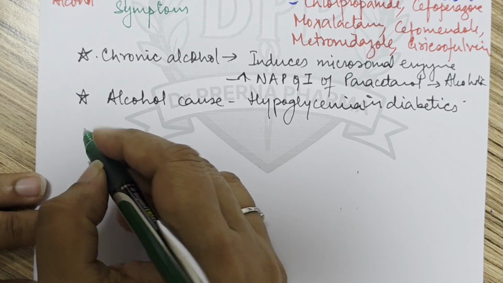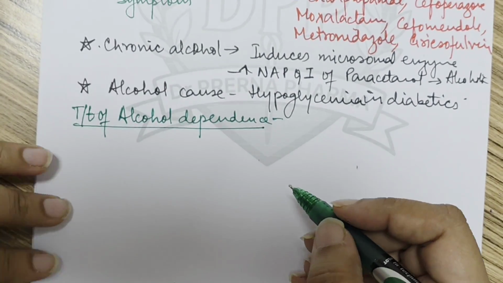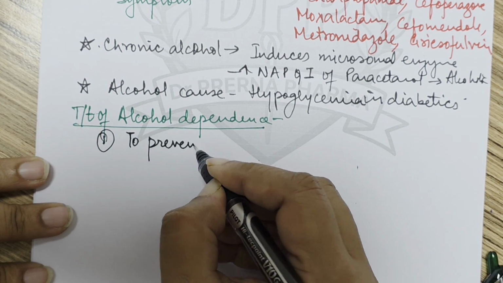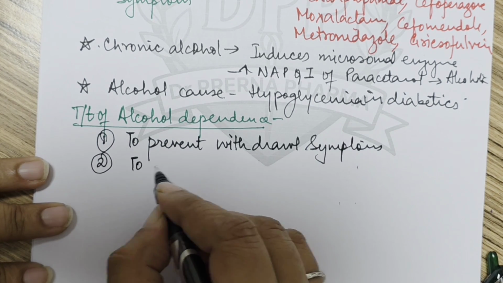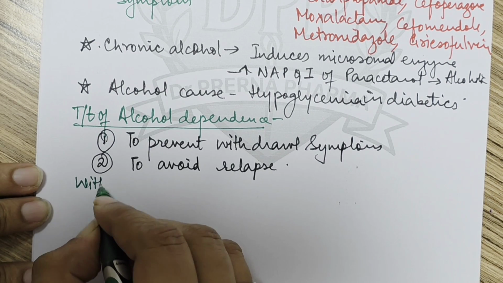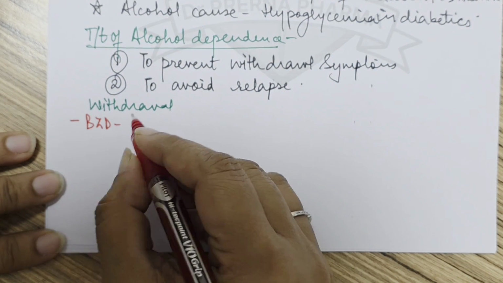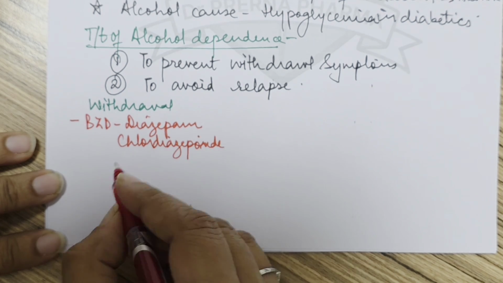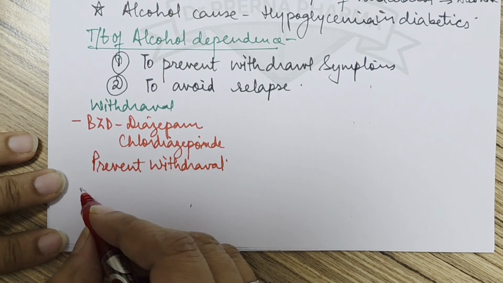Now, what is the treatment of alcohol dependence? How do you treat the alcohol dependence? Now we know alcohol causes physical as well as psychological dependence. So first step is to prevent the withdrawal symptoms, and second is to avoid relapse, right? So for withdrawal, what do we use? What do we do for withdrawal? For withdrawal, benzodiazepines, that is diazepam and chlordiazepoxide. These are given to prevent withdrawal. Okay. Then so these are number one.